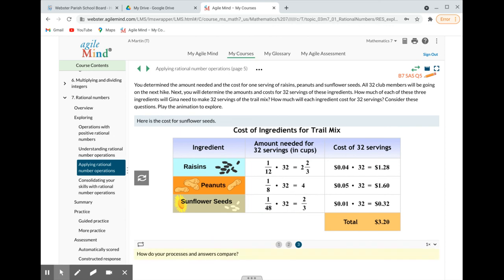All right. So look at this. It says their total was $3.20. How did they get that total? They added all of the totals together. Correct. Good job. Perfect. All right. And so this was on question number 5.